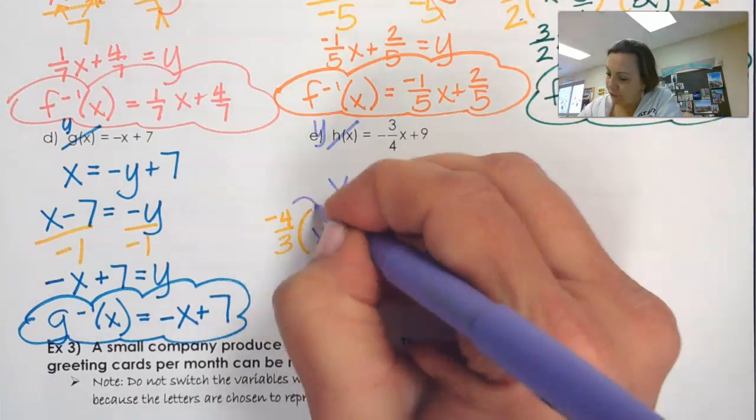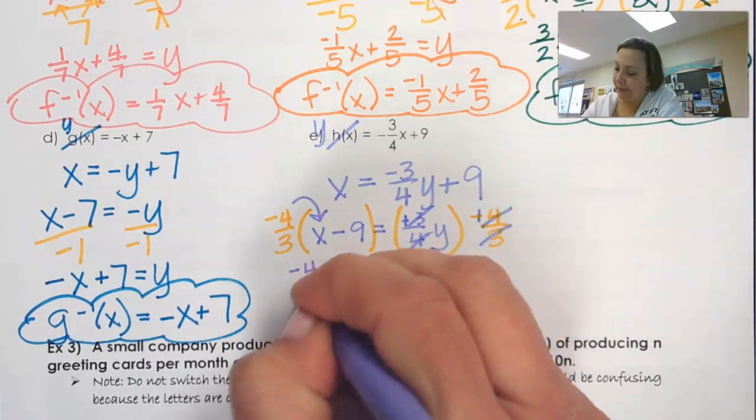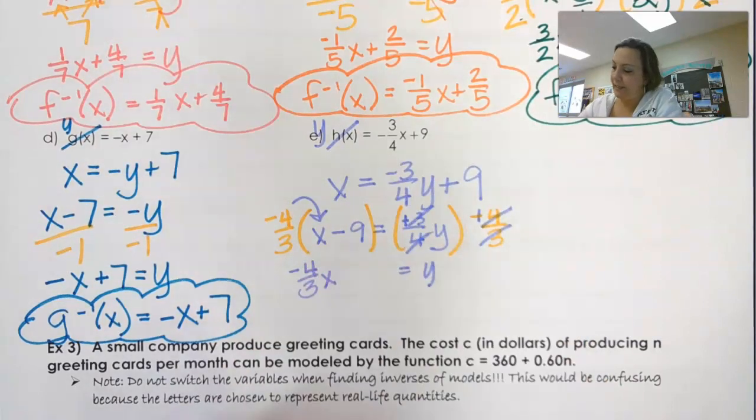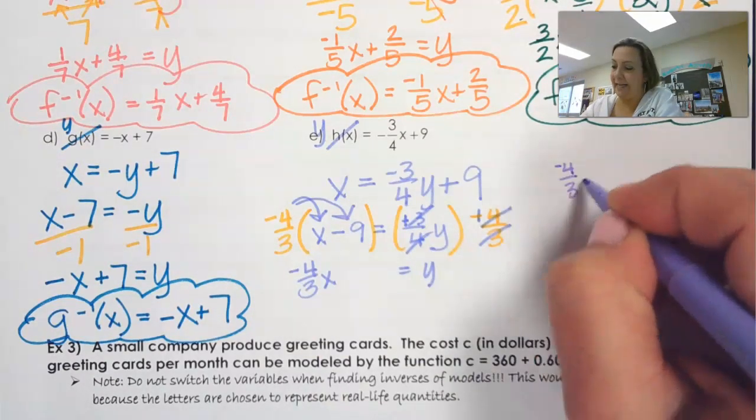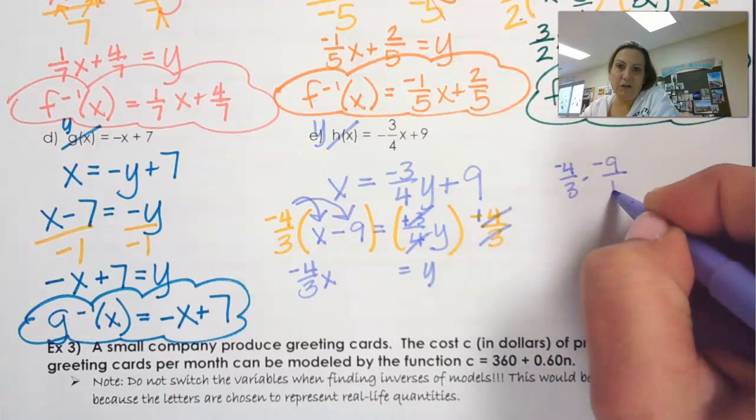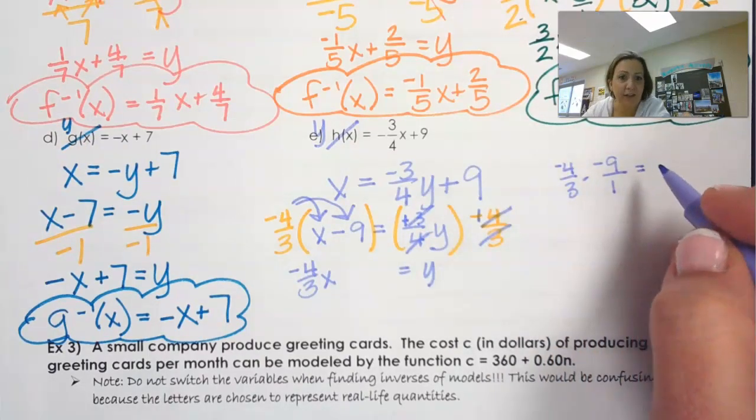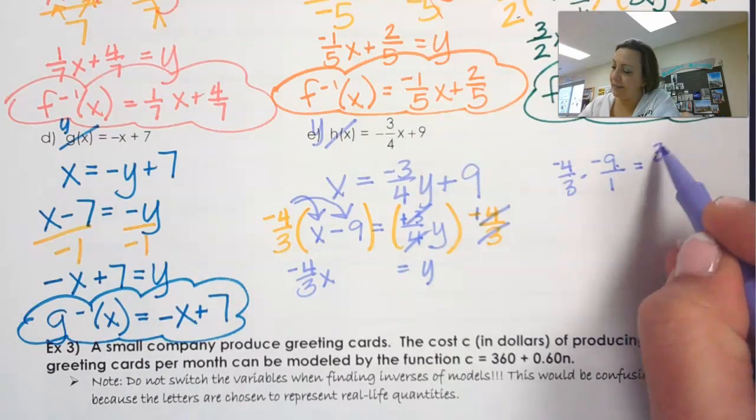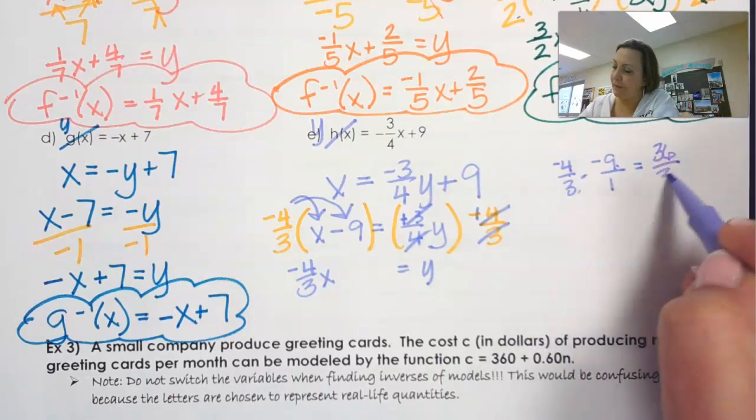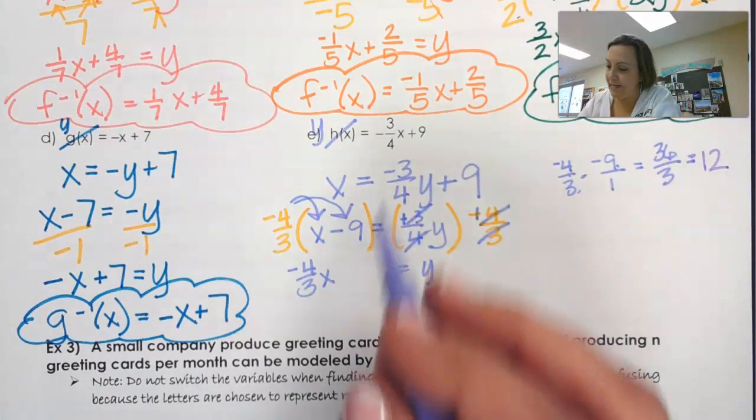Well, here we want to distribute. Negative 4/3 times x is negative 4/3 x. And let's think about negative 4/3 times negative 9. And again, I'd rather you do it off to the side than get it wrong or guess. And I'd rather you do it to the side than use your calculator. We should be able to do these. So negative 4 times negative 9 is positive 36. 3 times 1 is 3. So 36 over 3 is 12. That's kind of nice.